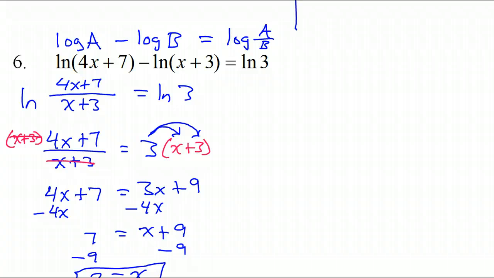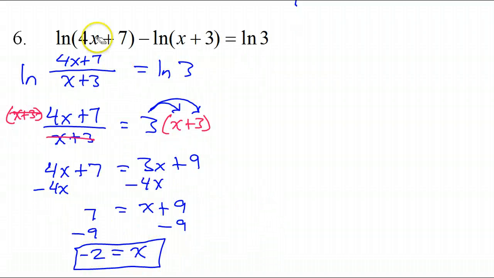So, gonna have to erase this. I need space up here. If I were to plug in negative 2 for x right here, then that would be 4 times negative 2, so that would be negative 8 plus 7, and that would in fact be -1. And that's no good. We cannot take the log of -1. So right away that tells me that this is extraneous.